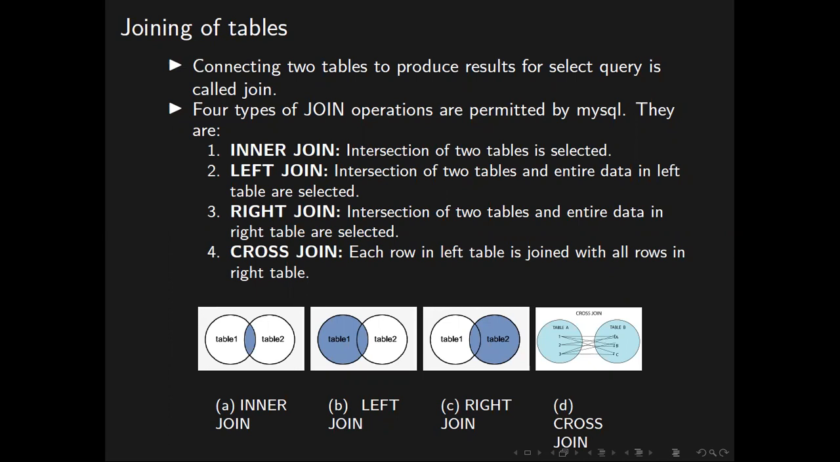Intersection. When the intersection is taken, we call it the inner join. When the entire left side table along with the intersection is taken, it's called the left join. When the entire right side table along with the intersection is taken, it's called the right join. And the last one is where each row combines with each other row. It's called cross join. Each row of the left side table combines with all the rows of the right side table. It's called the cross join.